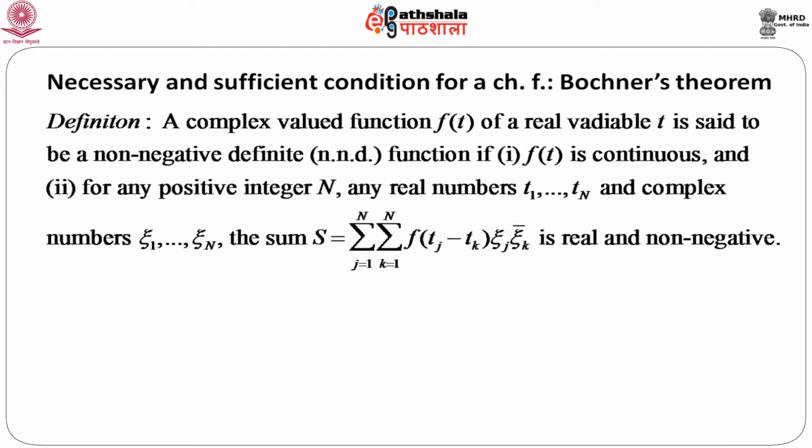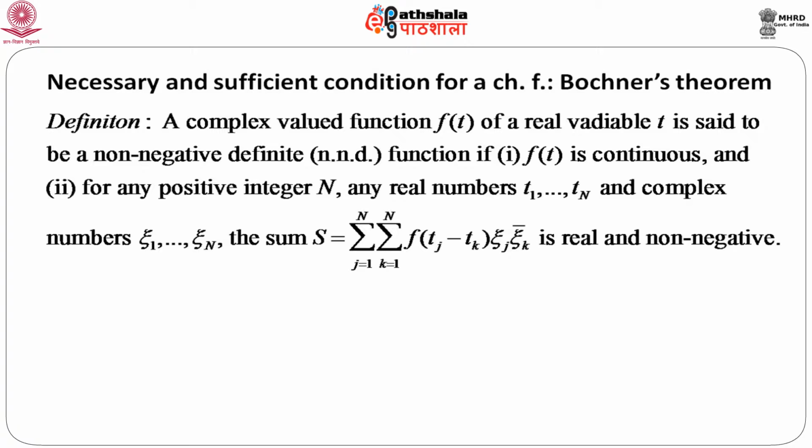First, let us consider one definition. A complex valued function f t of a real variable t is said to be non-negative definite, or commonly known as an NND function, if the first condition is f t is continuous, and the second condition is that for any positive integer capital N, any set of real numbers t1, t2, up to t capital N, and a set of complex numbers xi1, xi2, up to xi capital N, the sum S, which is the sum over j equals 1 to capital N, sum over k equals 1 to capital N, f of tj minus tk into xi j into xi k bar, that is the complex conjugate of xi k, is real and non-negative.